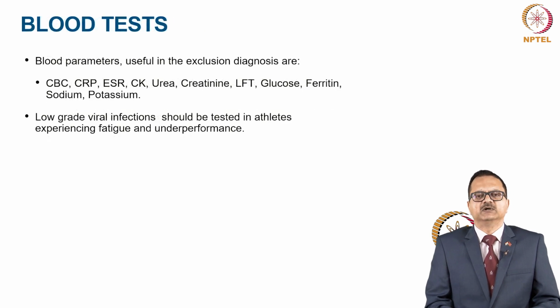There are some blood parameters which may be useful in the exclusion diagnosis: CBC, complete blood count, CRP, ESR, creatine kinase, urea, creatinine, liver function test, glucose, ferritin, sodium, and potassium. We must always test athletes for low-grade viral infections if they are experiencing fatigue and showing underperformance.